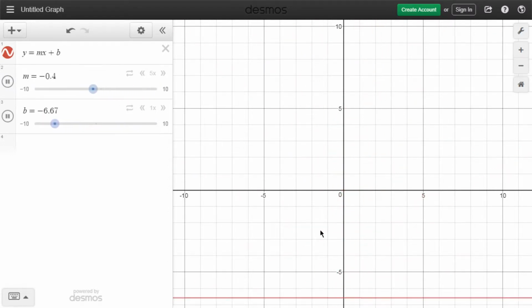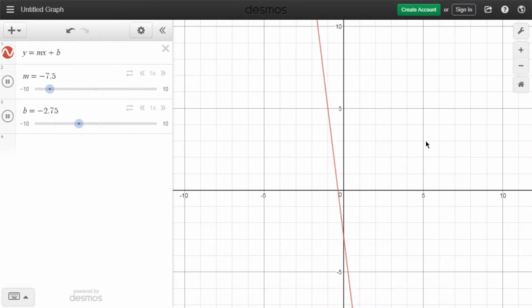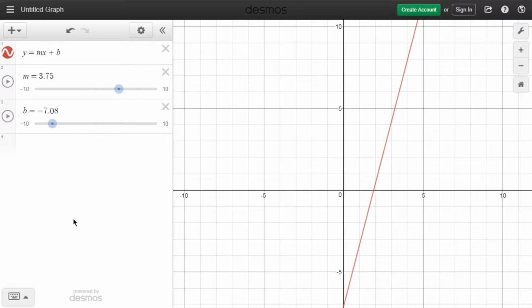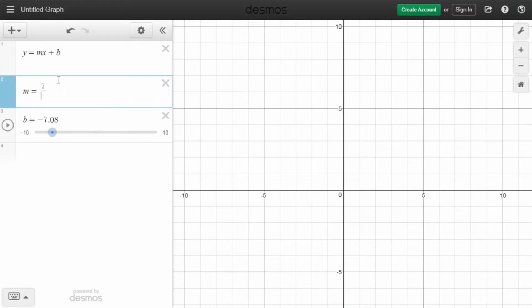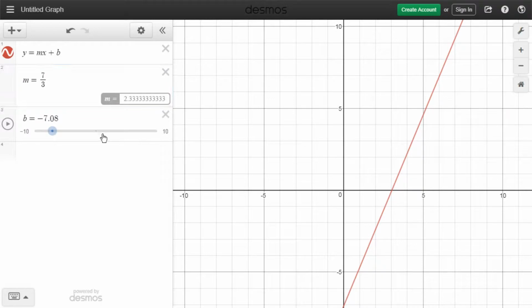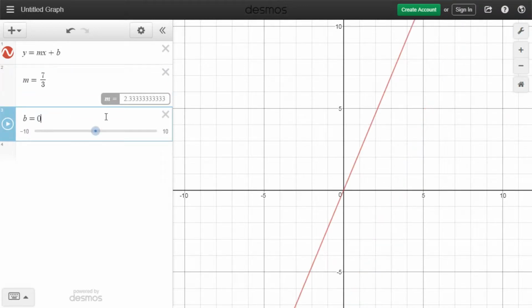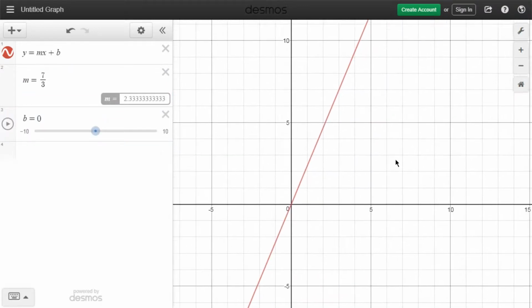Keep in mind, a line with a positive slope goes up and to the right. A line with a negative slope goes down and to the right. How do we measure slope? Well, rise over run. You might have heard that. So basically, rise over run, what does it mean? Let's say we wanted a slope that's going to go up 7 units for every 3 units it moves to the right. And it's just going to start at 0 for the sake of simplicity.